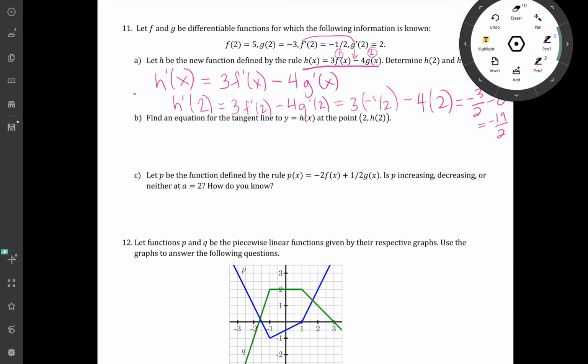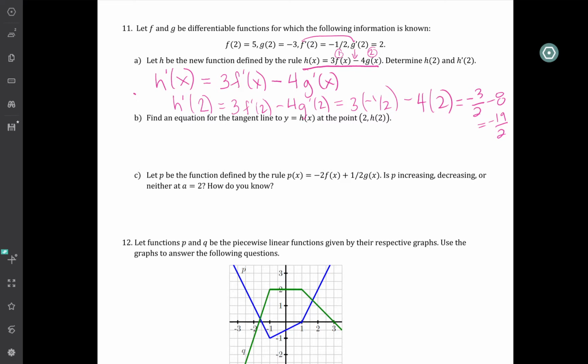Okay, let's switch colors. For h of 2, the part that I skipped, we can just use the formula. We need 3 times f of 2 minus 4 times g of 2. f of 2 was given as 5, so we need 3 times 5, which is 15, minus 4 times g of 2, which is negative 3. So I see 15 plus 12, which is 27.